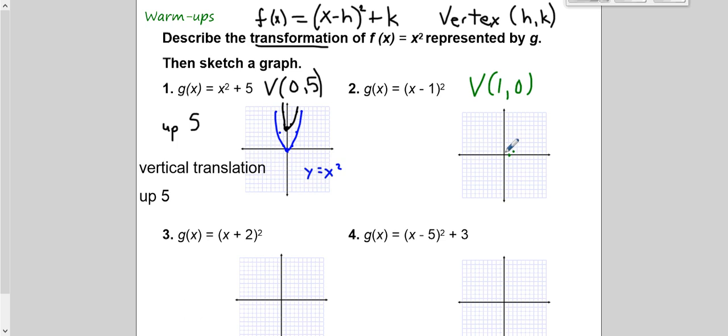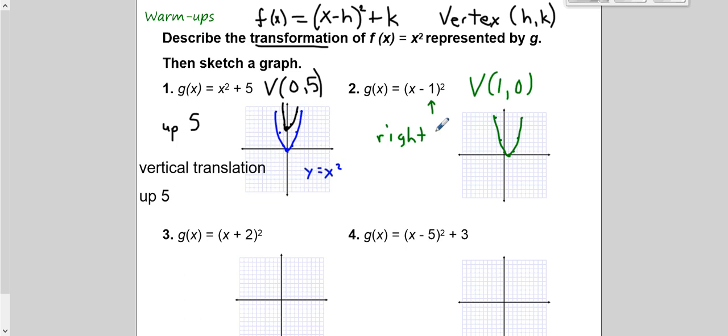And then our parabola: over 1, up 1, over 1, up 3, over 1, up 5. Do it again: over 1, up 1, over 1, up 3, over 1, up 5. And draw your parabola. I'm not going to draw the parent function this time. We drew it on the first graph. And then which direction did that shift? That went 1 which way? Moved to the right. So that was right 1.